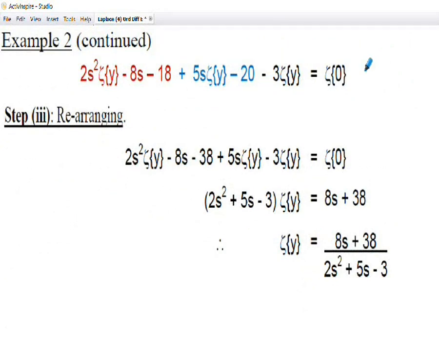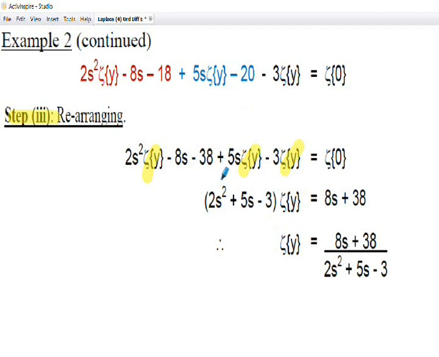Continuing on here, I just repeated the above line for convenience. Step 3 now, what we've got to do is rearrange the equation for the Laplace of y. So this is purely algebraic rearrangement here. I'll just take you through this briefly. Basically what I'm going to do is factorize on the Laplace of y. There's a Laplace of y there, there's a Laplace of y there, and there's a Laplace of y there. That's like my common factor.